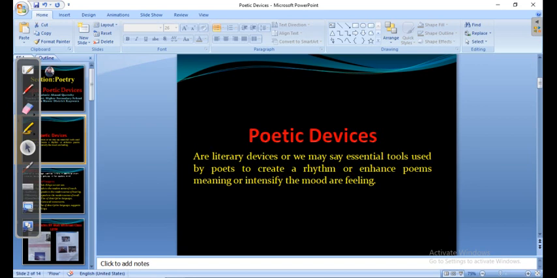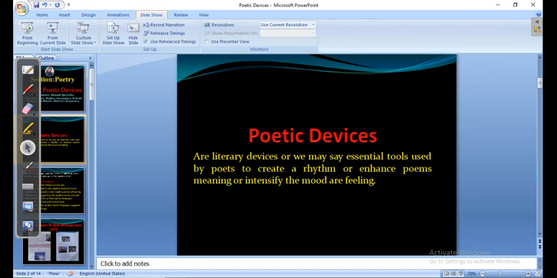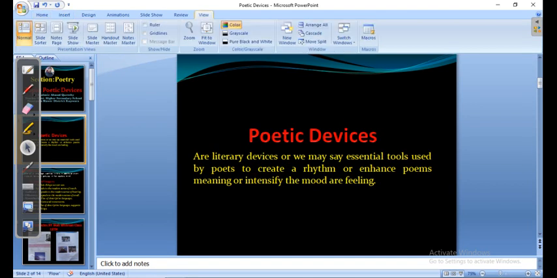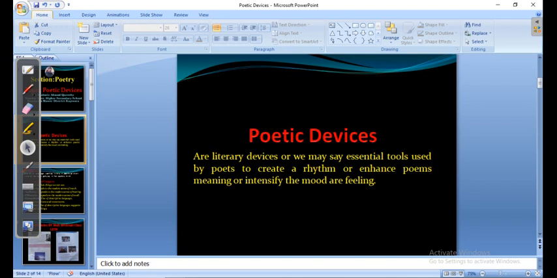If you do not go through the poetic devices, you will not be able to paraphrase the poem in a perfect way. So, let us go through some of the poetic devices and see what the poet wants to tell us about the poem, what the feelings of the poet are, and what message the poet wants to convey.